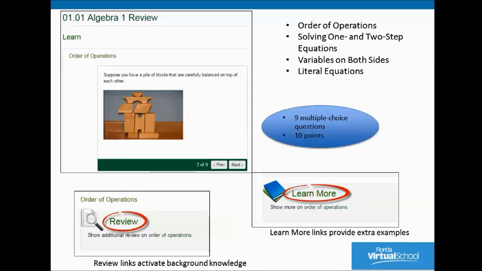The review links are links to activate that background knowledge. So especially for order of operations, it may be something that they've already learned. They probably learned it in middle school. So they need to click on that link to be like, oh, okay, yes, I remember how to do this now. There are a few more examples in there. It reminds them what the order of operations are, those types of things. So review links are great for the kids. Now, 101 does have an assessment, and it is a multiple choice. It's auto-graded. There are 9 multiple choice questions, and it is worth 10 points.